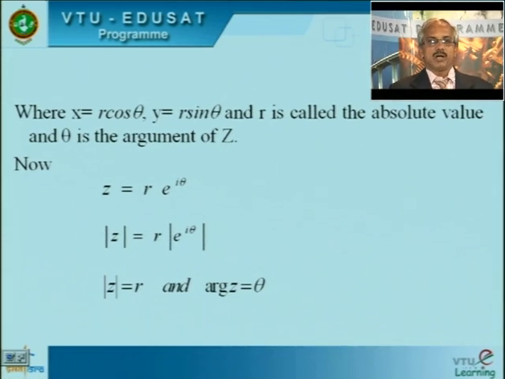That is, if you take the modulus of this z, modulus of z is equal to r times the modulus of e^(i theta). We know that the modulus of any complex number is the square root of the square of the real part plus the square of the imaginary part. Therefore, the modulus of e^(i theta) will become 1. So, mod z is equal to r and argument z is equal to theta.